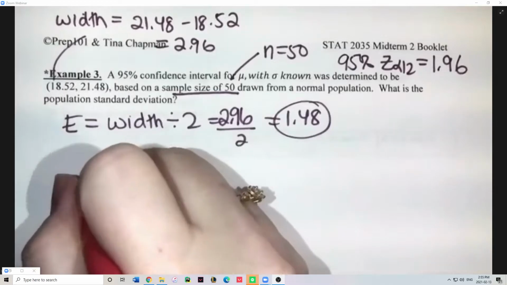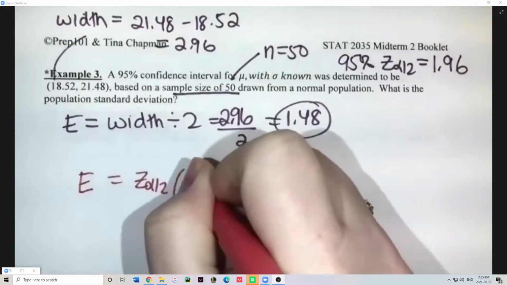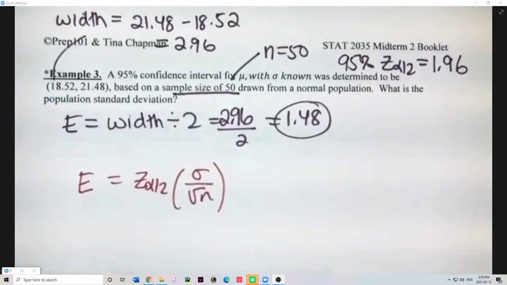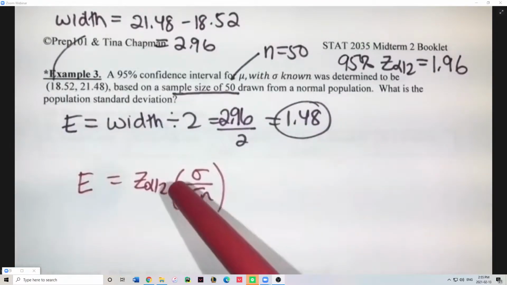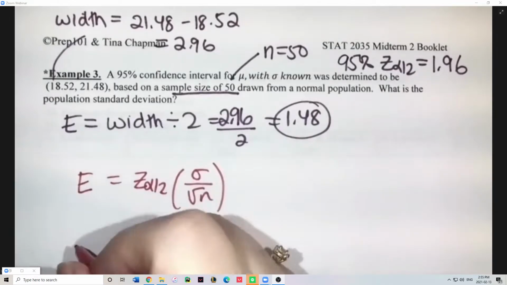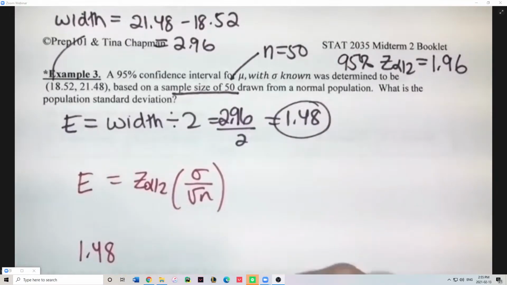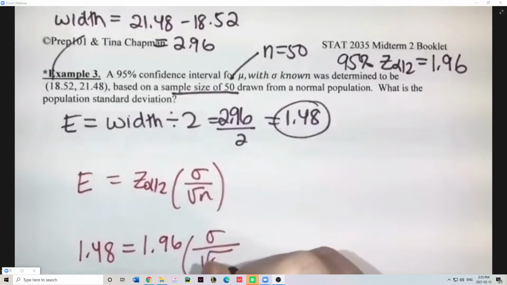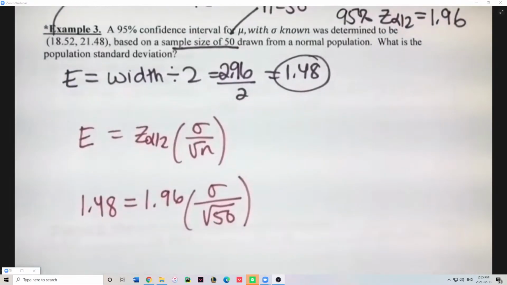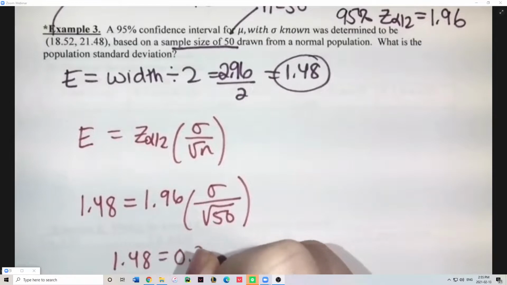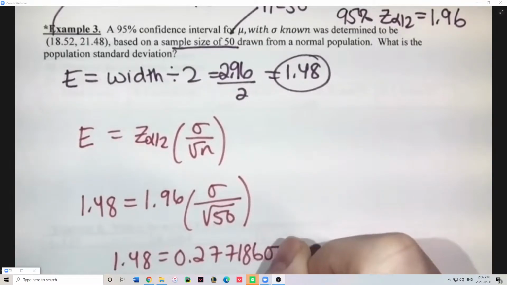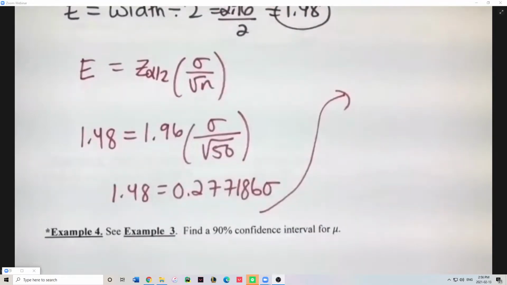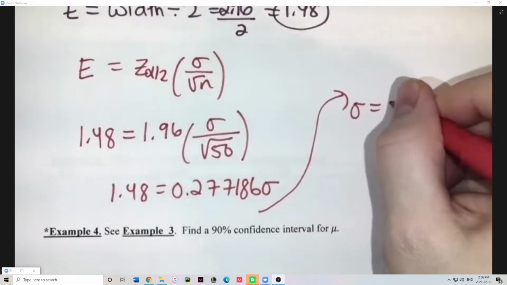Now, the margin of error formula is the critical Z times sigma over root n. And we have everything that we need to be able to find the population standard deviation, which is sigma. So E is 1.48, critical Z is 1.96, sigma over root 50. To solve, we could do 1.96 divided by root 50, and then divide both sides by the number in front of sigma. And you should get sigma is 5.3.